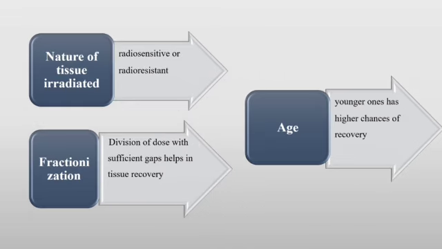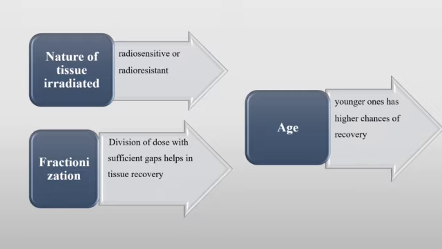Nature of tissue irradiated. Different tissues have different radiosensitivities, with some being more susceptible to radiation damage than others, as we saw earlier. Next is the fractionation. It is nothing but division of dose with sufficient gaps which help in tissue recovery. The radiation treatment is administered as many daily small doses, which we call fractions. And this fractionation allows increased cellular repair of surrounding normal tissues that are unavoidably exposed.